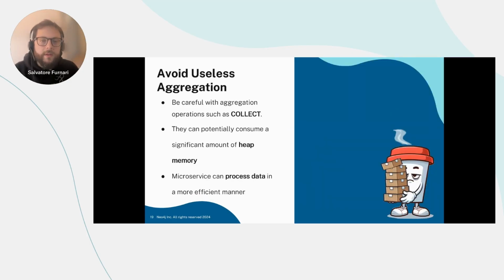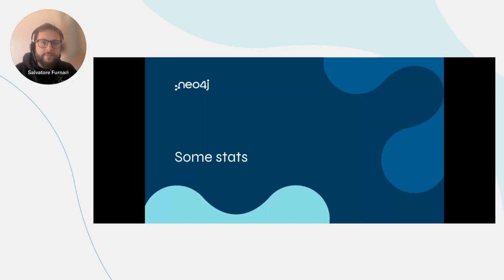Another very important hint is to be careful when you use aggregation operations such as collect. We are having memory issues, right? So when dealing with millions of nodes and relationships, if it's possible, it's better to avoid these operations and return results to the microservice as a stream. In this way, the microservice can process data in a more efficient manner.